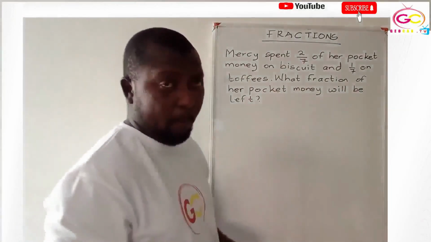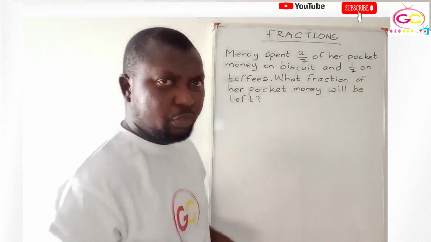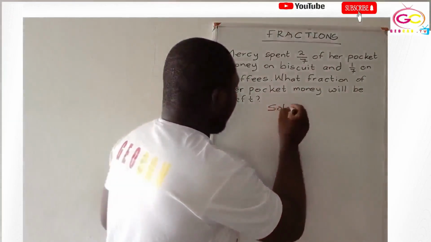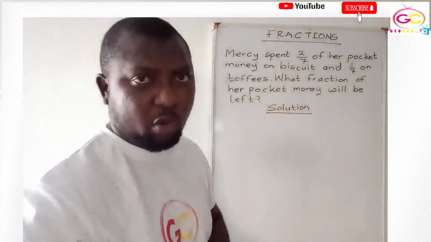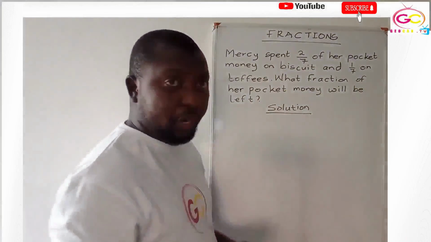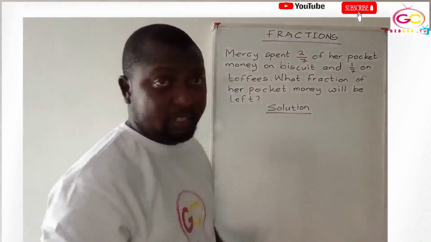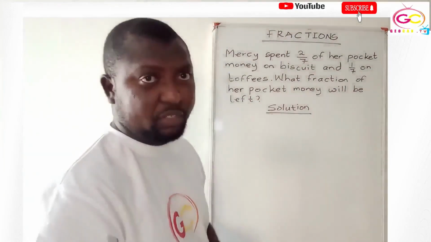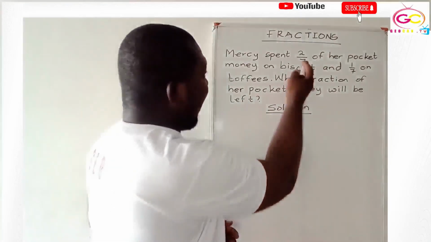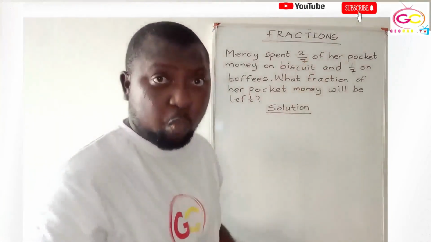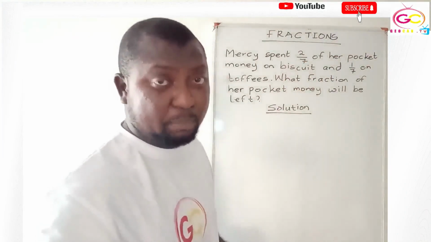Good. Now, pay critical attention here. Let's write our solution. As I always say, solution simply means how you solve it. We know Mercy spent 2 over 7 on biscuits and 1 over 7 on toffees. So to know the total fraction spent, you just add 2 over 7 plus 1 over 7.